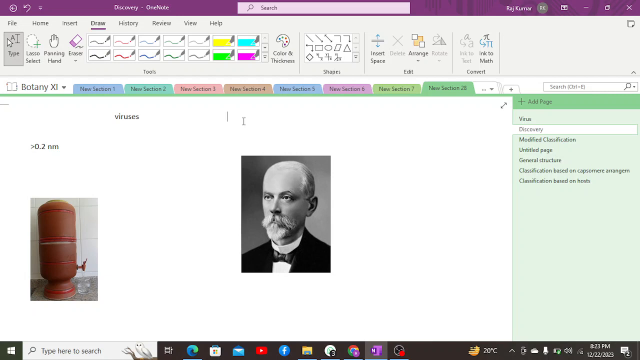But after the bacteria were filtered out, the filtrate which was left behind was applied over healthy tobacco plants. As a result, they were also infected. At that point, he found out that there is another infectious particle smaller than bacteria which is infecting the tobacco plants, not a bacteria, but a particle smaller than it. And one more thing, bacteria are 10 to 1000 times larger than viruses.